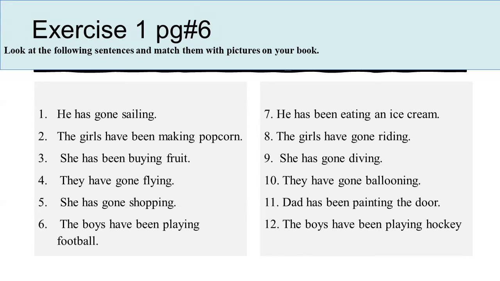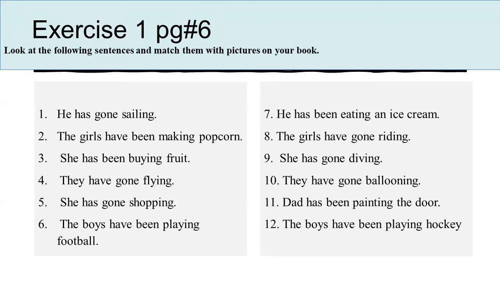Look at example number 2, sentence number 2. The girls have been making popcorn. Find the relevant picture in your book. You can also write these sentences in your notebook or book where you can write them easily. Sentence number 3 is, she has been buying fruit. Find the picture that deals with this sentence.